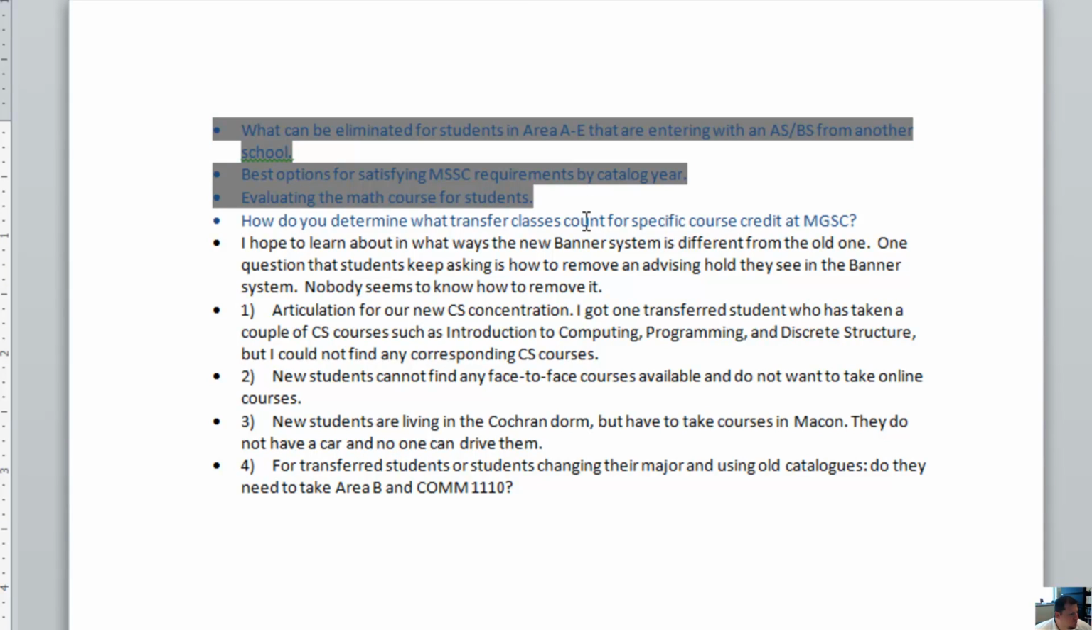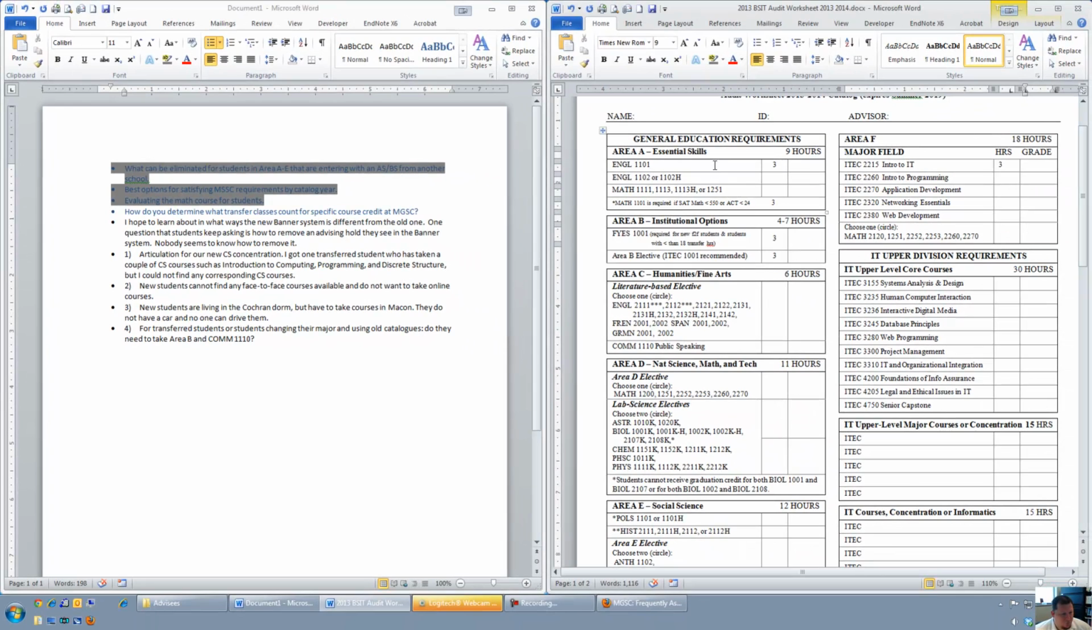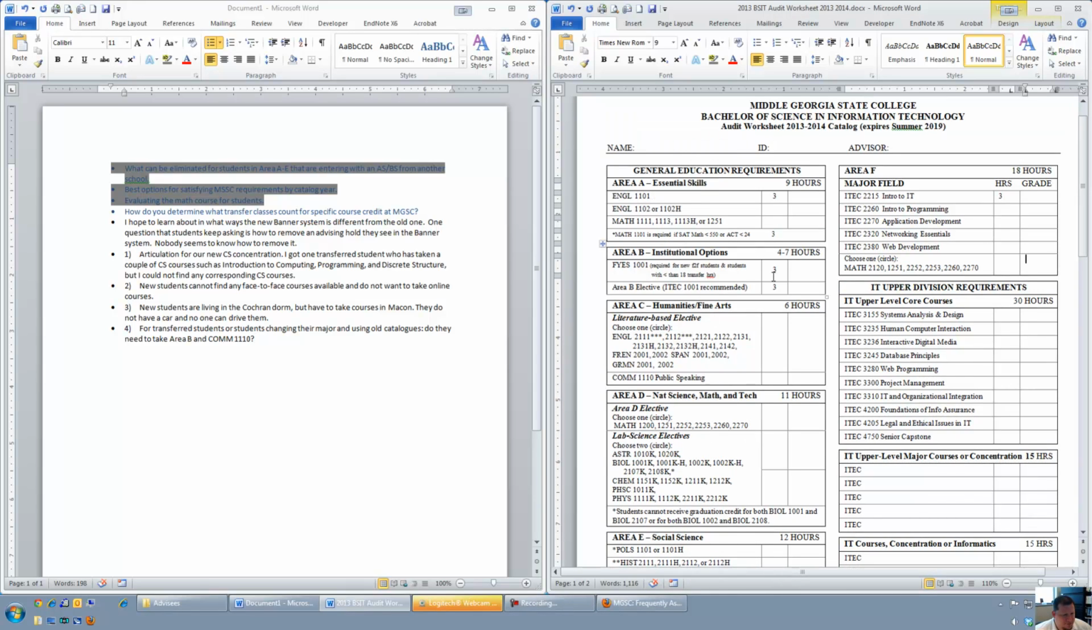How do you determine which transfer classes count for specific course credit at MGC? So what you'll typically see is the course will come in either directly as English 1101 or English 1102 or whatever it is, and those courses we can just plug right in. If you see a course come in with a 9000 number, let me pull up an example here, one second.